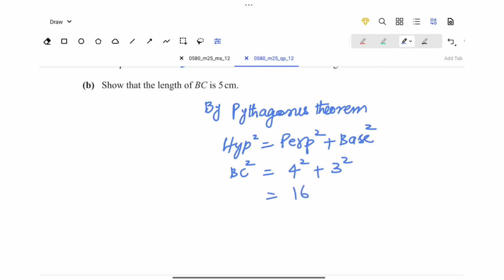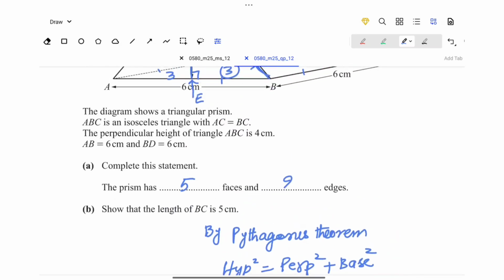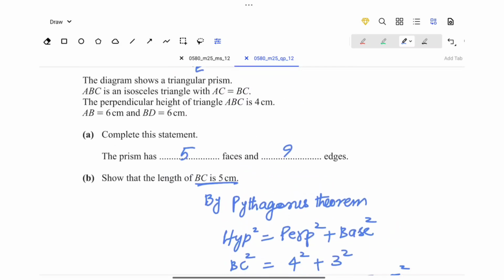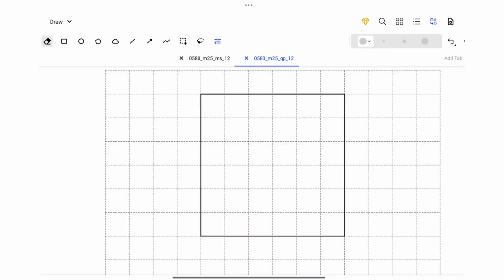They will make 16 plus 9, 25. 25 is 5 square. So BC square is 5 square. So BC is 5. BC is calculated. He asked us to show that BC is 5. So we have done it.